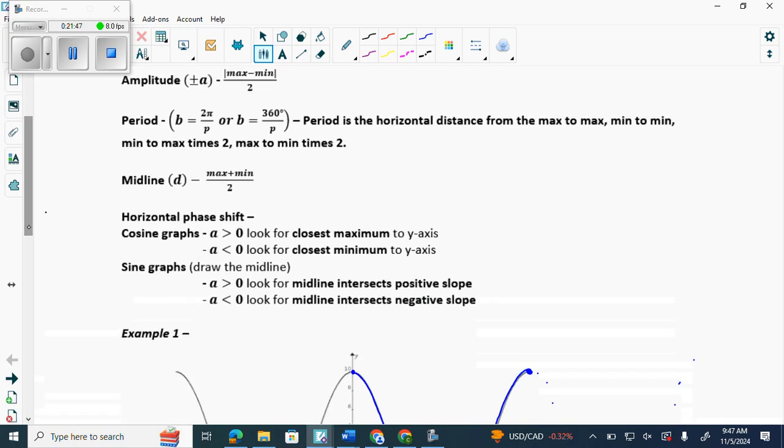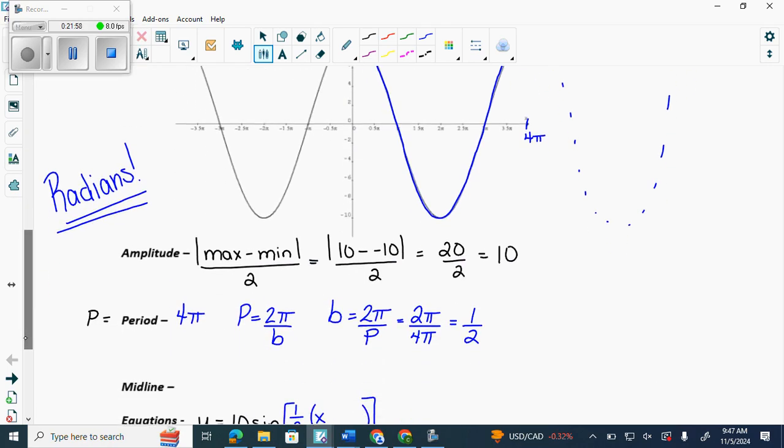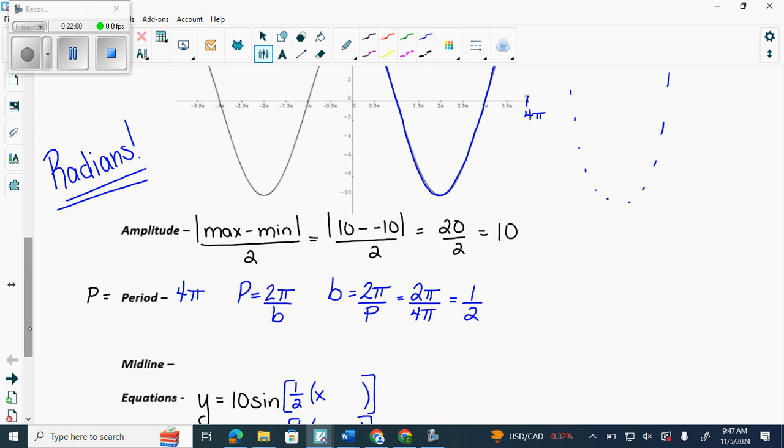Midline is the line that cuts the graph in half. It's the average between the max and min. So if I want the average, I add them up, divide by 2, correct? So this one is symmetrical about the x-axis, so that'll help. But our midline is going to be max, which is 10, plus min, which is negative 10, divided by 2, which is 0. Remember, our midline is y equals 0. Don't forget the y equals part.